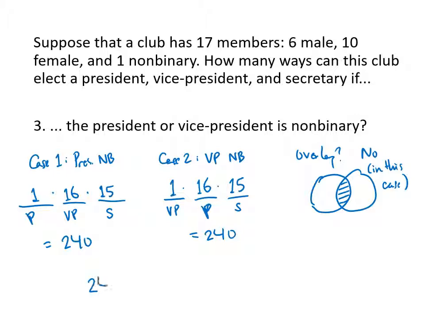And then because both of those are complete election results, where the vice president or the president turned out to be non-binary, we add those together using our rule of sums, and we get 480.